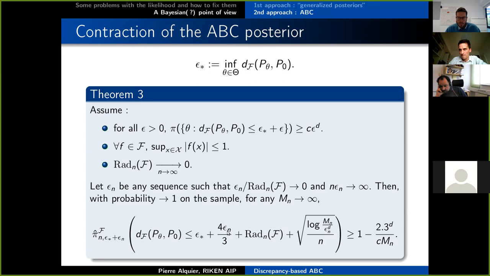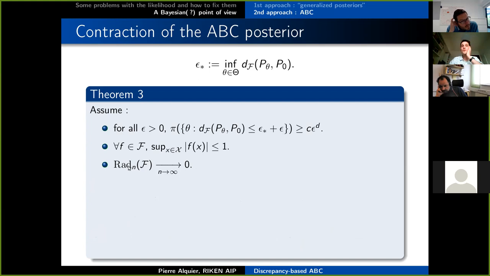Okay, so now if I come back to the assumptions, indeed, in order for this to work, you have to assume that the Rademacher complexity goes to zero. But here again, we said it's not a feature of the unknown distribution of the data. It's not an unknown feature of the universe. It's just a feature of the distance you choose. So it's up to us to choose the right distance.